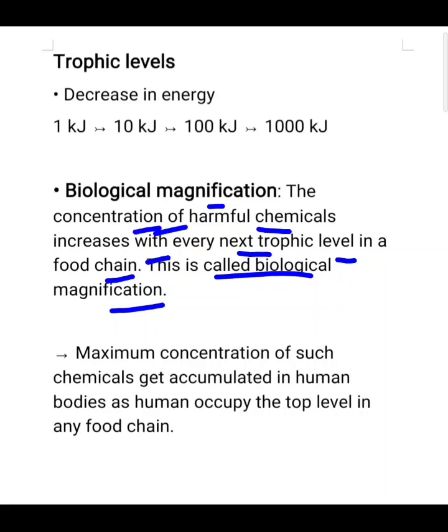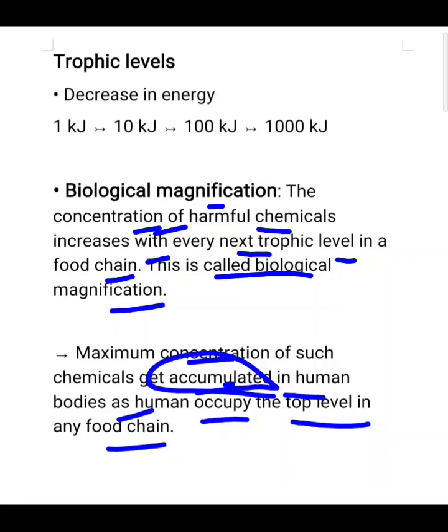Maximum concentration of such chemicals gets accumulated in human bodies as humans occupy the top level in any food chain. Means maximum concentration gets accumulated in human beings because we are the top carnivore. You can say that we are the topmost animal because we can eat herbivores also, we can eat plants also, as we are omnivorous.